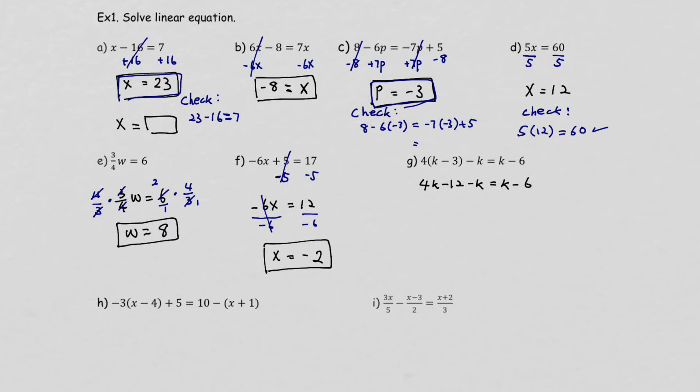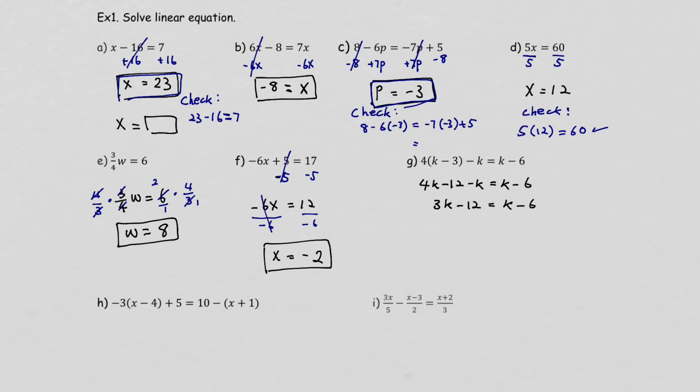The next thing I wanted to do is combine like terms so that there will be less value that I'm going to move around to the other side of the equation. So look, this 4k and minus k are the like terms from the left side. When I combine that, it will give you 3k minus 12. The other side is already in simplest form.